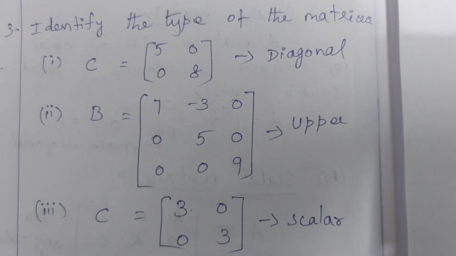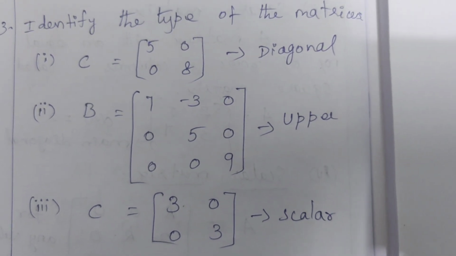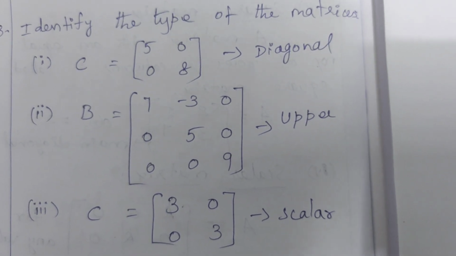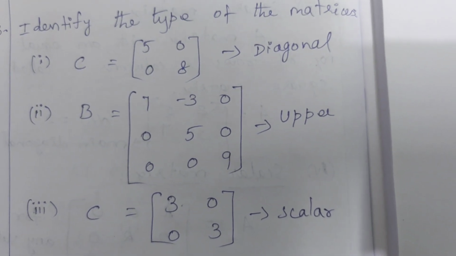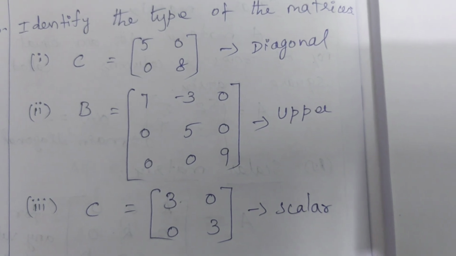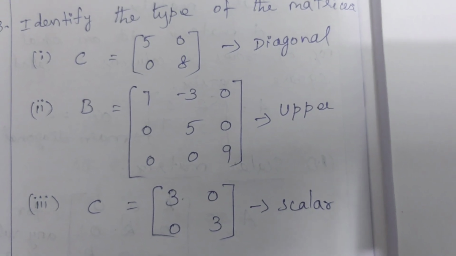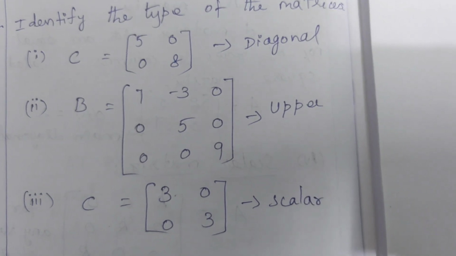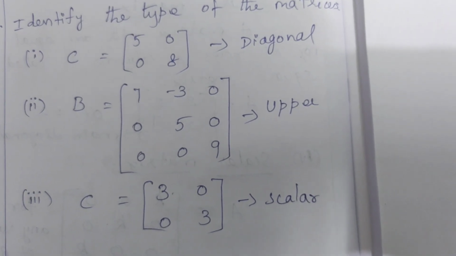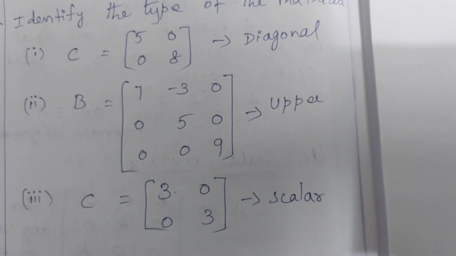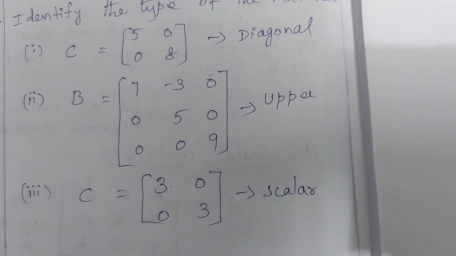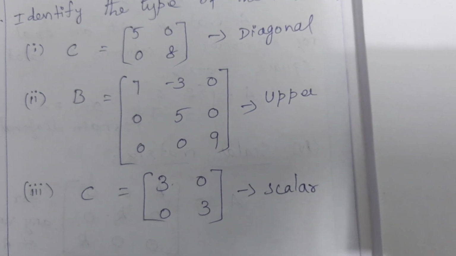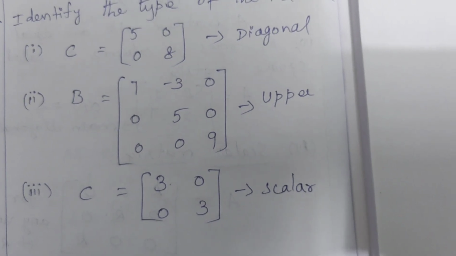Identify the types of the matrices. First question, 5008. 2 rows 2 columns. This is the square matrix. Diagonal elements 5 and 8, other than diagonal equal to 0. So this is the diagonal matrix. Second one, below the diagonal elements are 0. So upper triangular. Another one, third, 3003. This is diagonal, but all the diagonal elements are equal. So this is a scalar matrix.